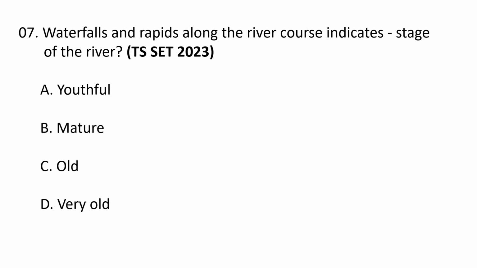Old, D. Very old. So waterfalls and rapids, these we can find at the very young stage, that means the youthful stage. So that's why A is the correct option. Waterfalls and rapids are formed at the very initial level, that means the youth stage of a river cycle. So A is the correct option.